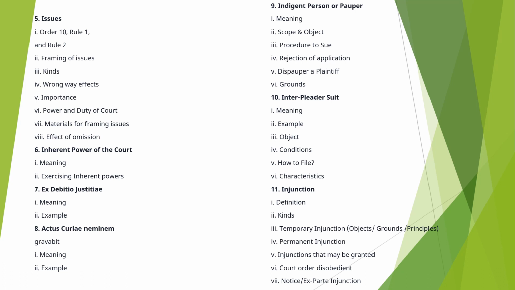Other topic is interpleader suit. What would be the meaning, example, objects, conditions of interpleader suit, how to file, characteristics of interpleader suit as well; we will discuss in this one. Other topic is injunction: definition of injunction, kinds, temporary injunctions, what would be the objects, grounds and principles of temporary injunctions, permanent injunction, injunctions that may be granted, court order disobedience, notice, ex parte injunctions.